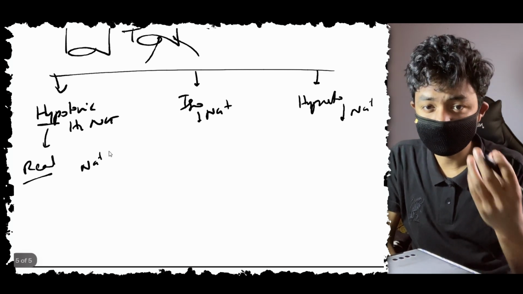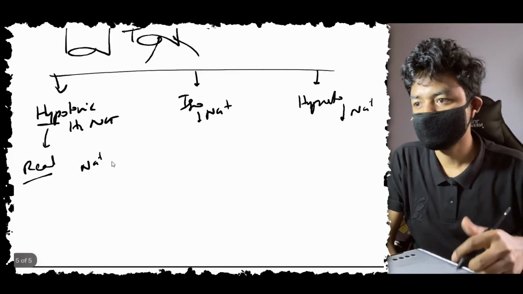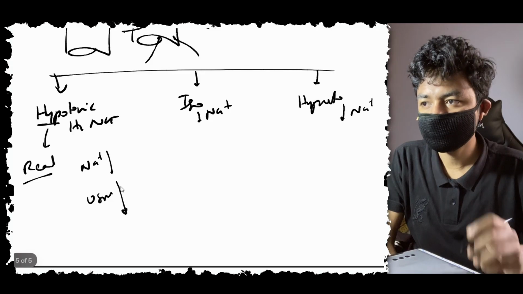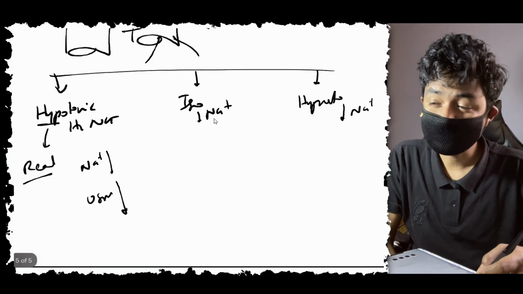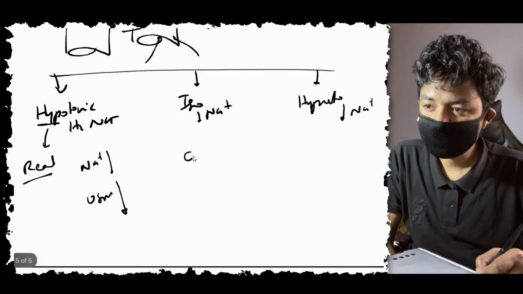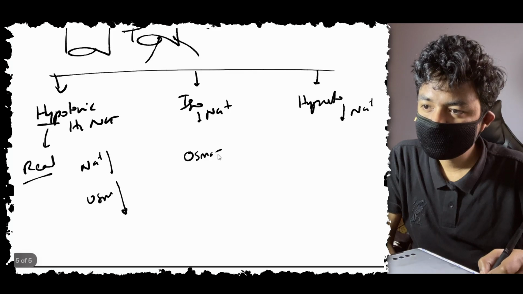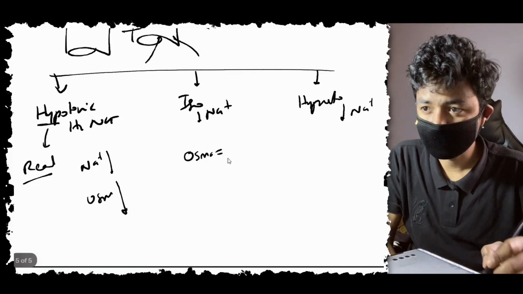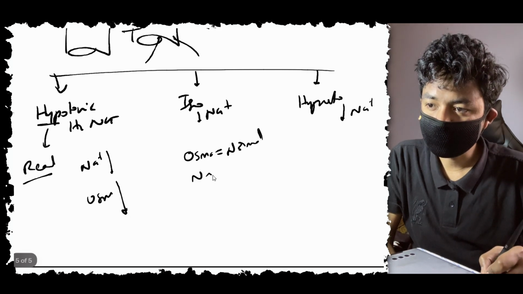In this, whatever the true sodium concentration is, it is truly less. So this will cause a decrease in osmolality. So this is true hyponatremia, hypotonic hyponatremia. What is isotonic hyponatremia? Isotonic in the sense, here the osmolality is not less. Osmolality is normal. Here the osmolality is normal, but sodium is less.